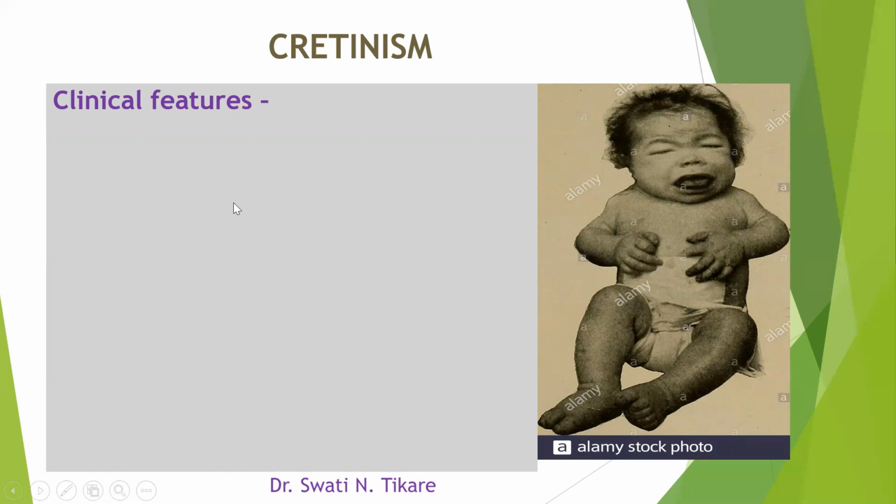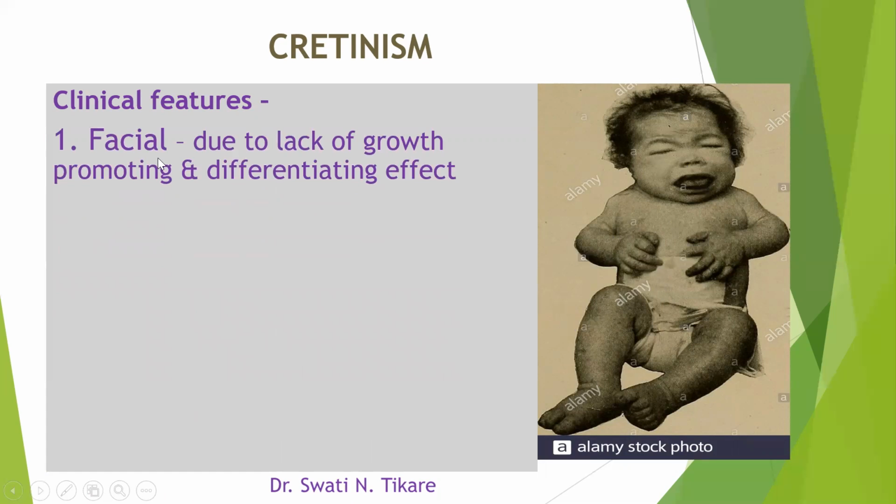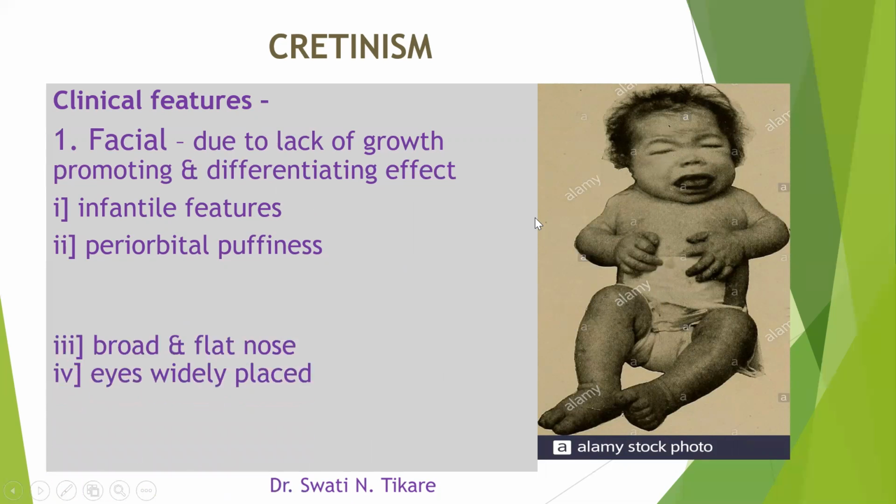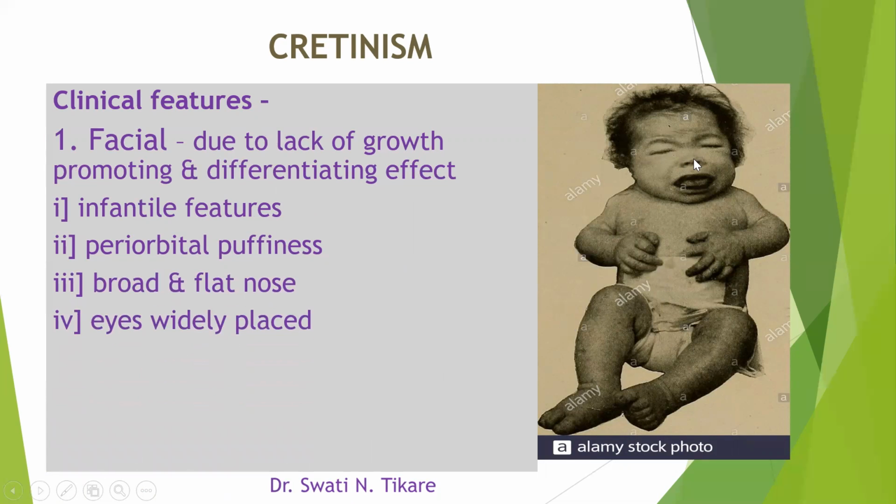Okay, with its little features. We will see this clinical feature. Facial features: due to lack of growth promoting and differentiating effect, there are infantile features. Okay, it looks more babyish. There is periorbital puffiness, broad and flat nose, eyes are widely placed, tongue is large and protruding. So these are all the facial features found in cretinism.